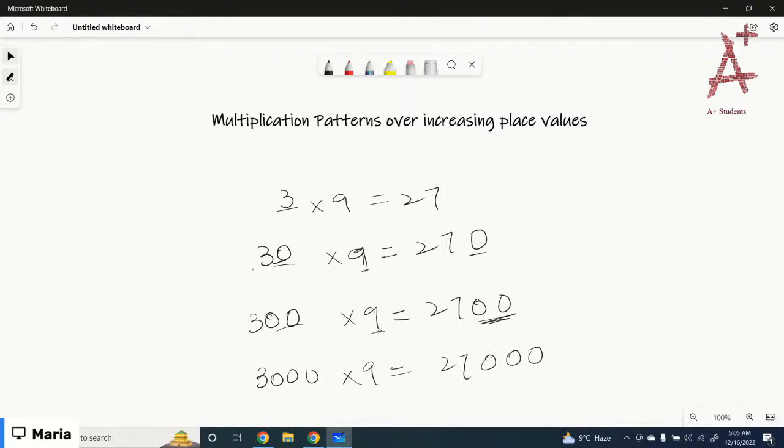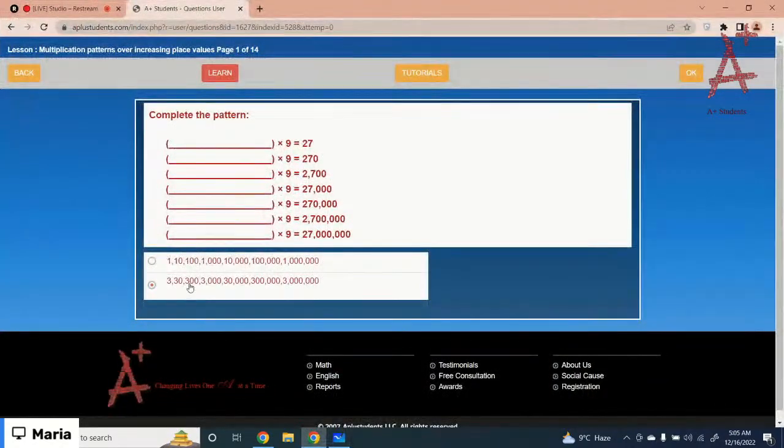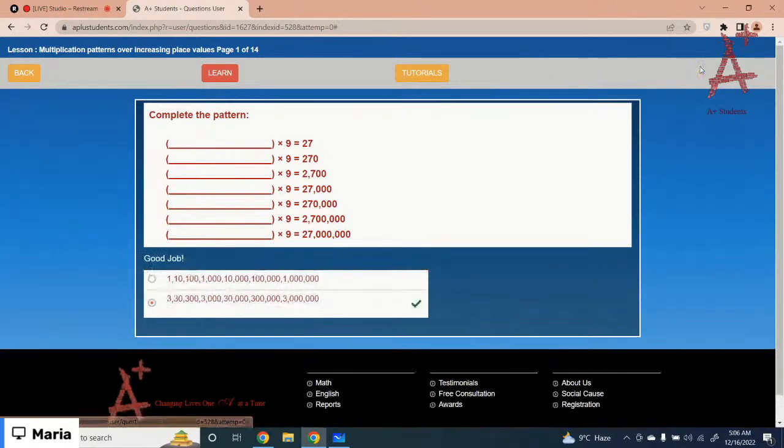Got it? So the correct option for this one is the second one: 30, 300, 3000, 30,000, 300 thousands, and then 3 millions. Got it? So you have the same number of zeros as the missing number. Here you have one zero. That means here you have 30. Here you have two zeros. Here you have 300. Here you have three zeros. Then you have 3000. Got it? That is the increasing place values. Got it? So the correct option is 30, 300, 3000, and so on. Got it?